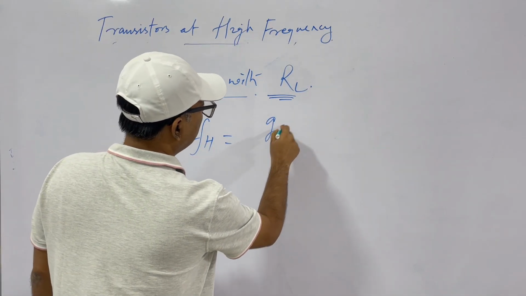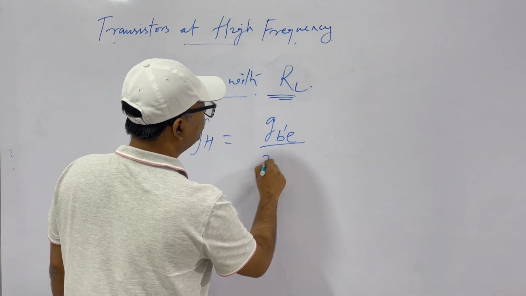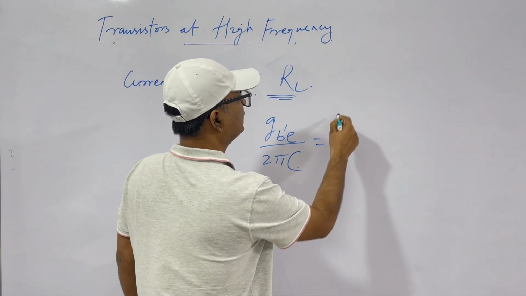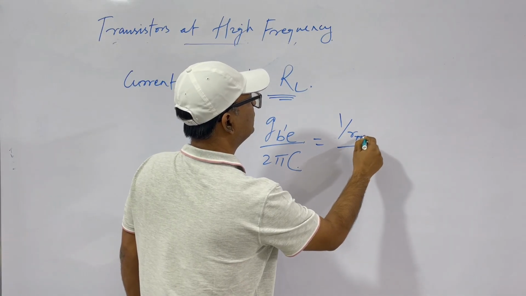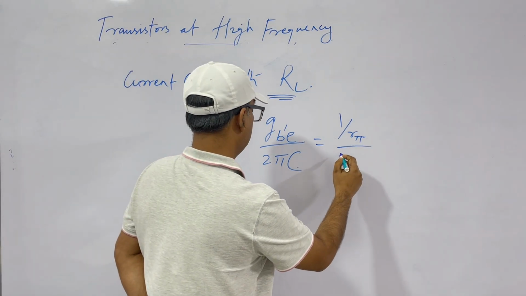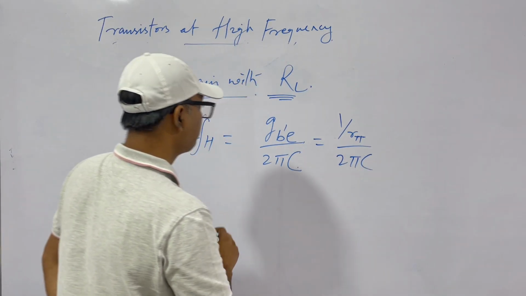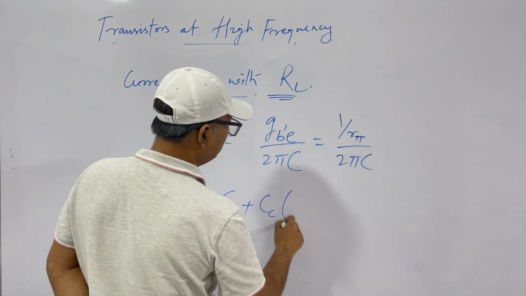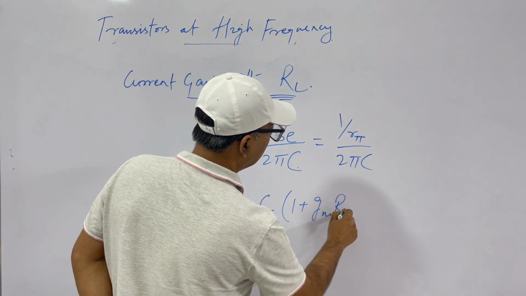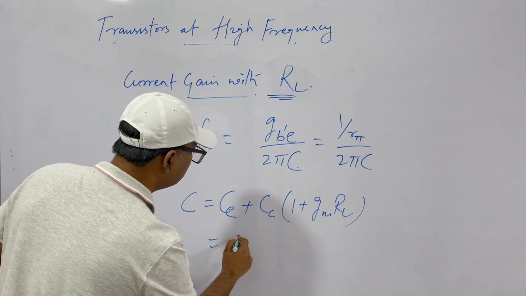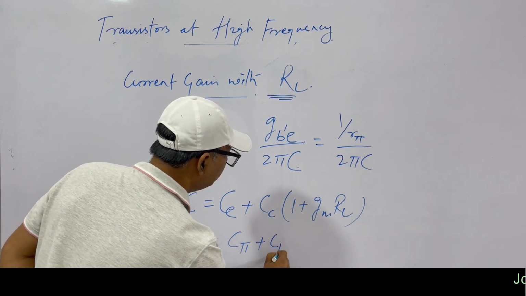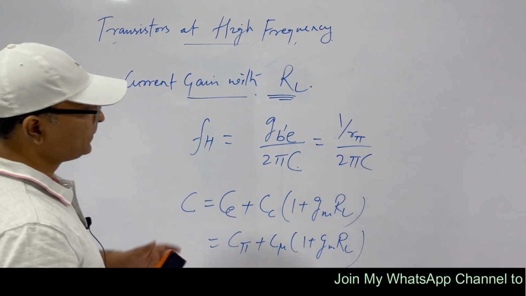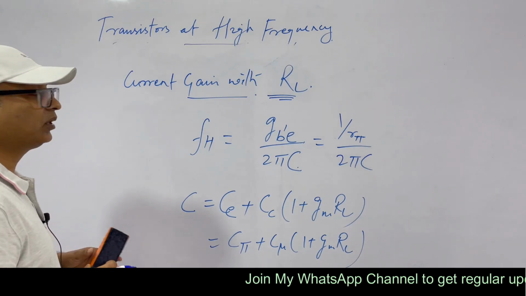equal to G B dash E by 2 pi C. What is B dash E? This is 1 by R pi. So I am writing the expressions in pi nomenclature also. And C is given as CE plus Cc into 1 plus Gm RL. That is, this is CE. CE is what? C pi, and this is C mu into 1 plus Gm RL. So we'll use these expressions to solve problems.